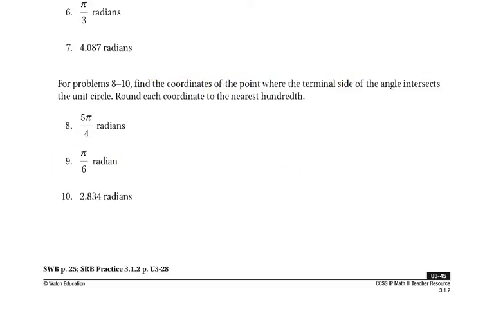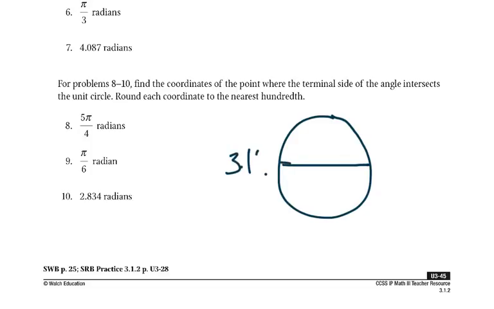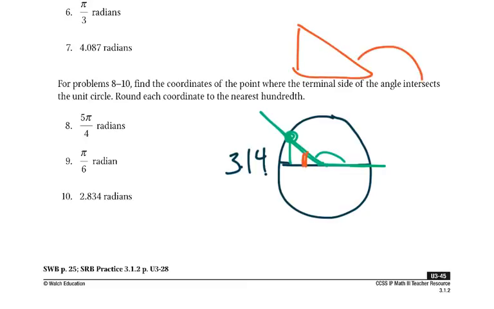Now we finally do the last one, 2.834. So once again, we draw this. Half of a circle is 3.14, so 2.83 won't quite go halfway, will it? It'll be somewhere around there. So that point. Now, to get this reference angle, because we want this angle, not the outside of the triangle, we want the inside. This is the 2.834 radians.